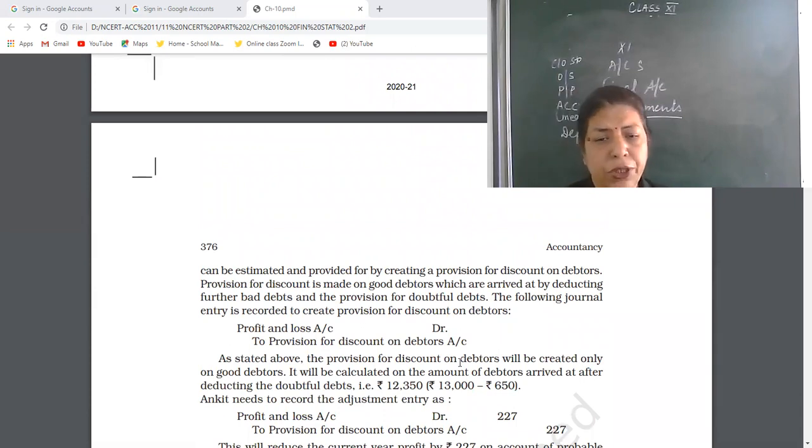It is also shown at the debit side of the profit and loss account, as I just told you. Provision for further bad debts, provision for bad and doubtful debts, provision for discount on debtors, all these provisions are to be shown at the debit side of the P&L account, because they are part of profit kept aside. That's why provision for discount on debtors is shown on the debit side, and you can remember it as PDD.